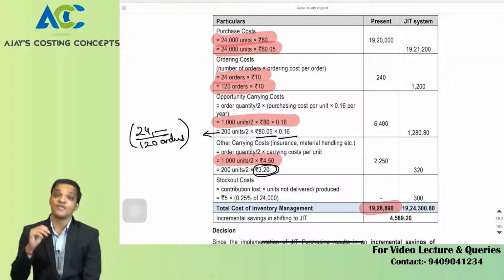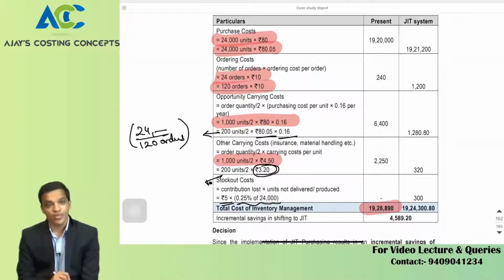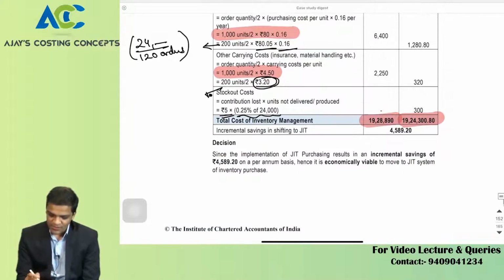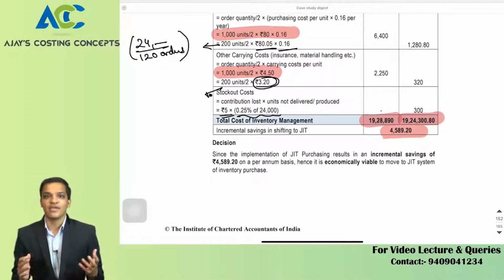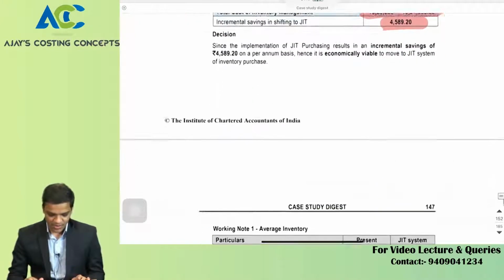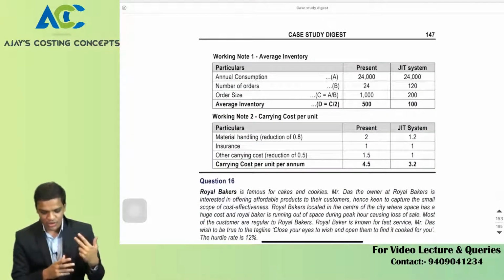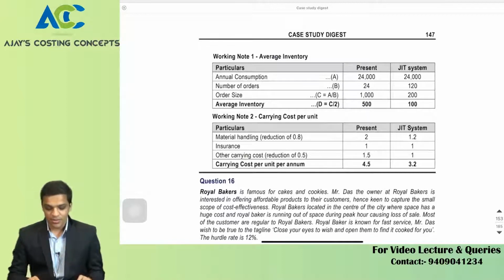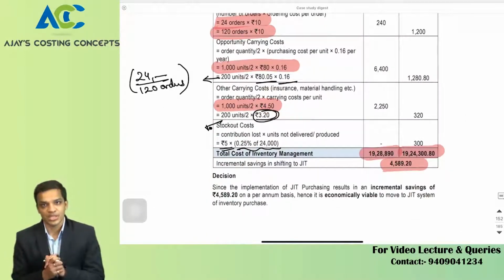Further, there is a question of storage and stock out cost. Stock out cost would be 5 rupees of 0.25 into 24,000. This is very important. That way your cost in just in time would be 1924, and you will be saving 4589, right? Hence it is advisable, but other factors should also be considered before you switch to just in time in this economic variable decision. This is the working note we have done, how we calculated carrying cost, opportunity cost, and average inventory levels, and this is how you would be able to solve this question.